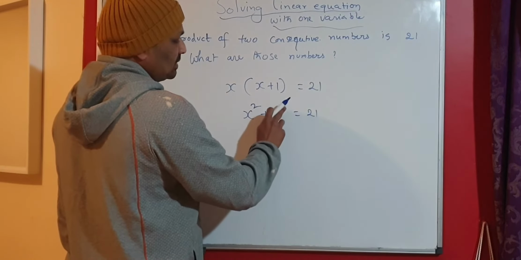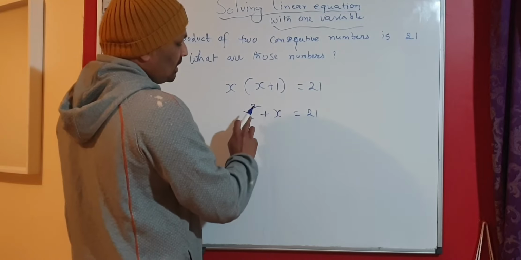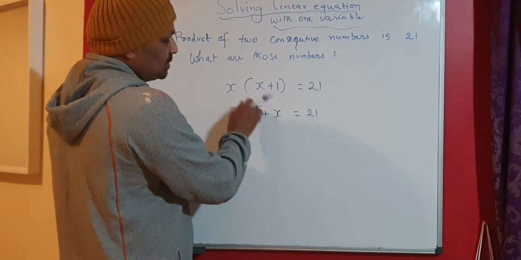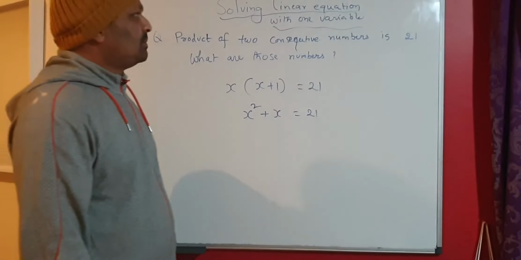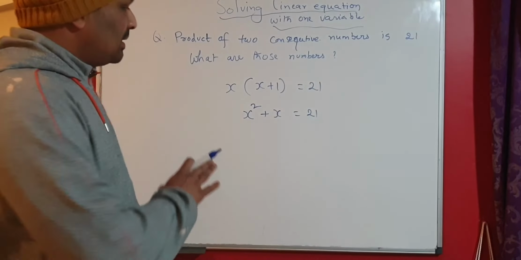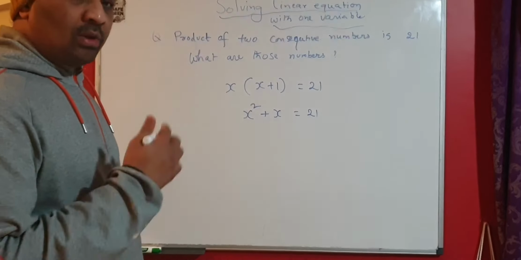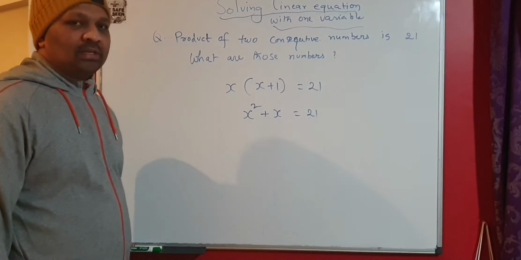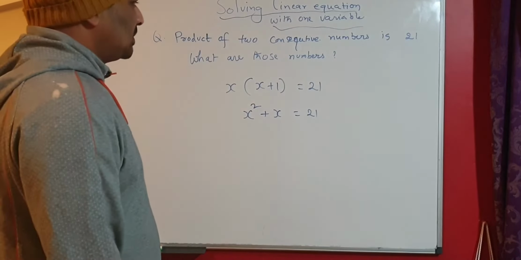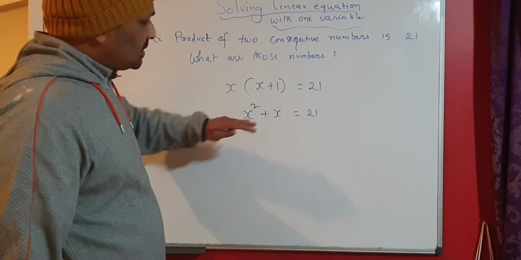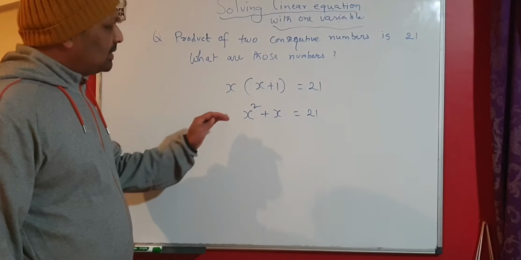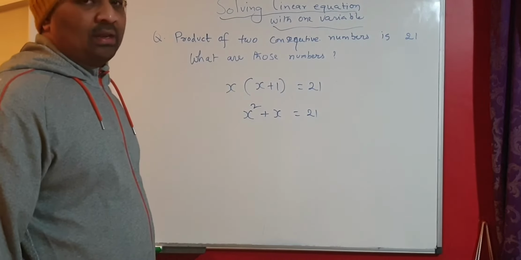We have x, the power of x is 1. The power of x in this term is 2. That is why it is not a linear equation. Instead, it becomes a quadratic equation. Solving a quadratic equation is something that we'll see in subsequent videos. So we produced an equation, but that is not meeting the criteria to become a linear equation.